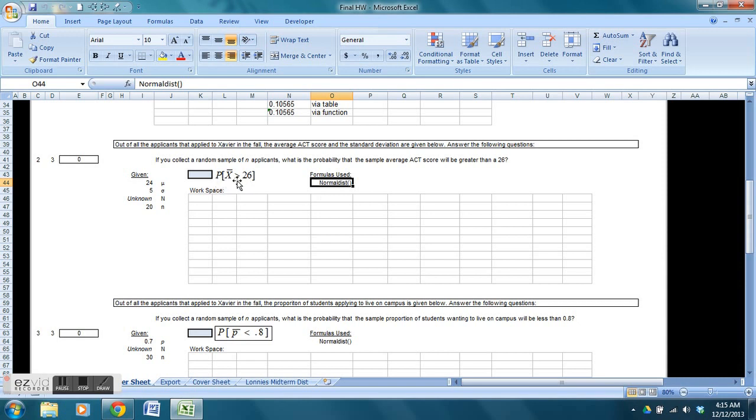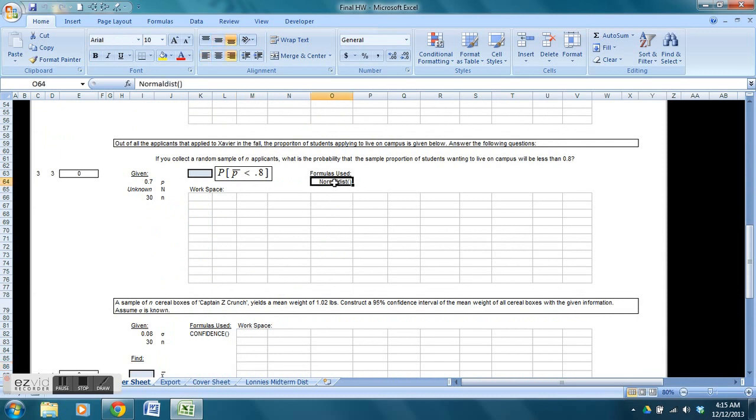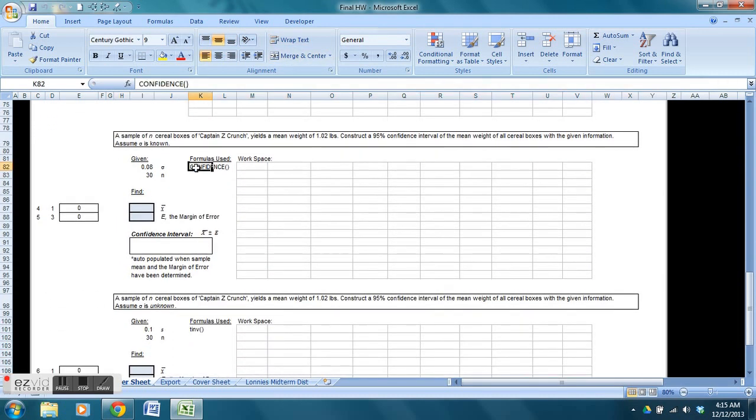find the probability of x bar being less than or equal to 26. And then you're going to do 1 minus that to get the greater than. Down here, you're going to use the normal distribution function to find the probability that p bar will be less than 0.8. Here, on this problem, you're going to use this confidence function to solve for e. X bar is given to you.